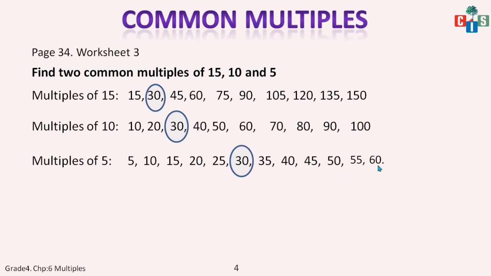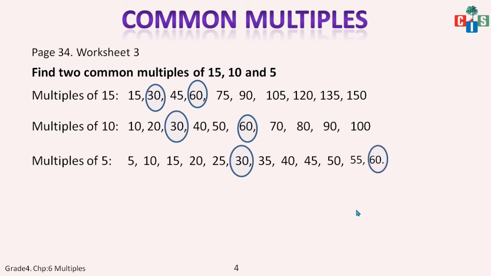Now I have written till 12 because I know that 60 is common with 15, 60 is common with 10 and 60 is common with 5 also. And I have been asked two multiples. I found only one multiple. So I will have to find the second. Yes, so I'll circle 60 as my second multiple.